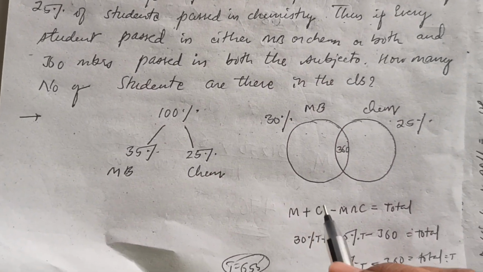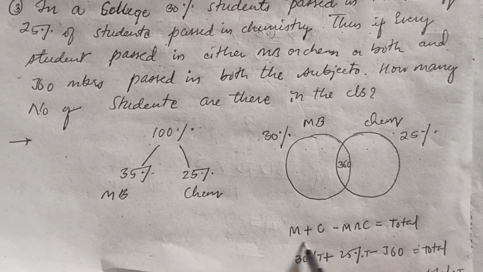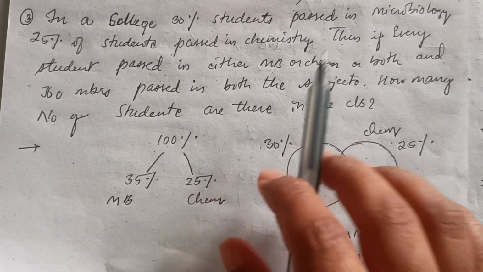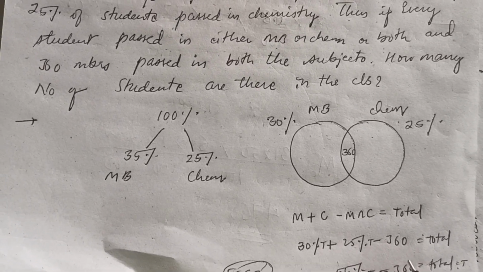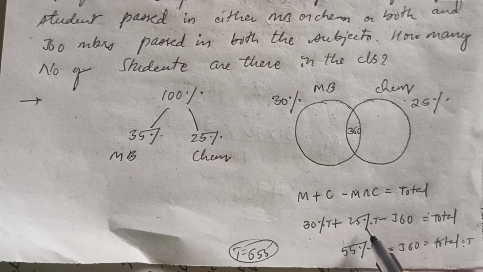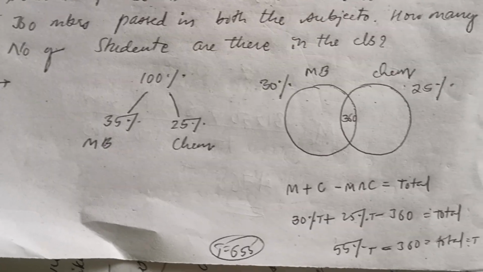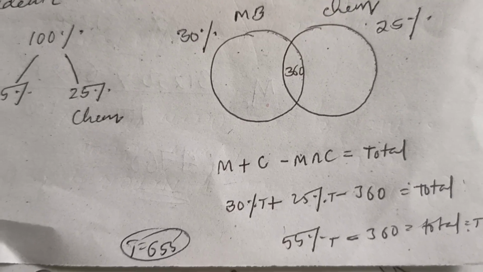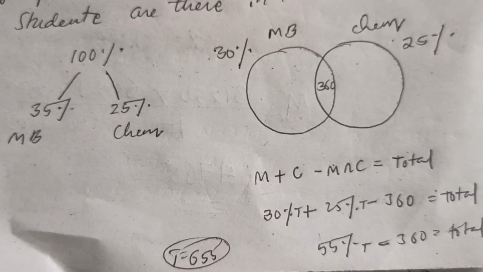So actually we can solve this if we know the topic sets, so we can solve it like this. Here they have mentioned that every student passed in either microbiology or chemistry or both. So that's why I have taken M plus C minus M intersection C will be equal to total. So 30% of T plus 25% of T minus 360 equals total, let's take it as T. So therefore 55% of T minus 360 will be equal to T. So finally after approximating we will get the final value of T as 655.